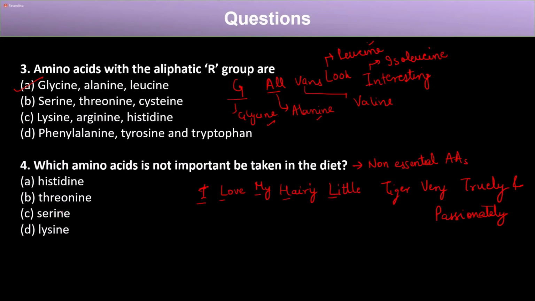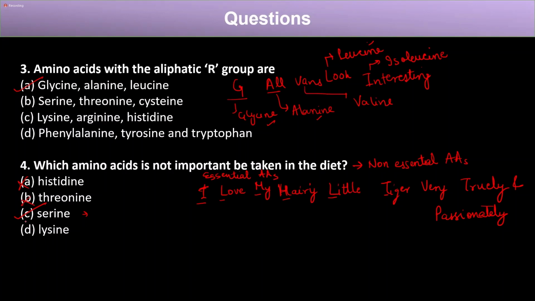Now, if you go by the options, we have histidine here, and we can see we have H, right? So histidine cannot be the right answer. The second is threonine. We have T that represents threonine. Threonine cannot be the right answer. Then we have serine. In this acronym, we do not have S anywhere. So the correct answer is serine, right? This is a non-essential amino acid. And this acronym is for essential amino acids, right? So the remaining are non-essential.